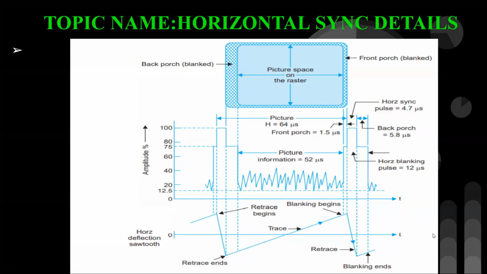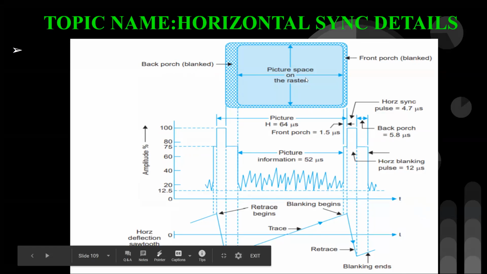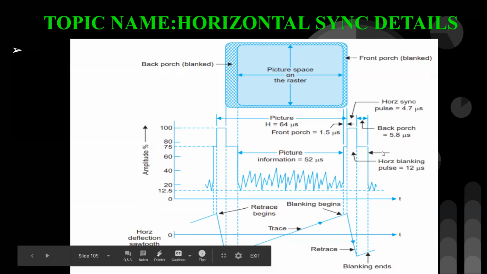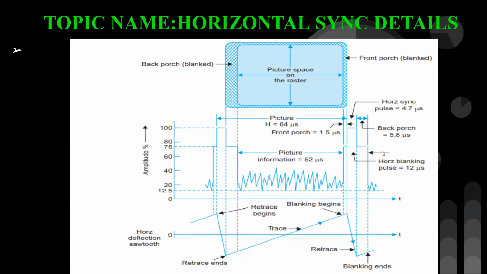So five slots, 4.7 microseconds. They get formed in each vertical synchronization pulse at the interval of 32 microseconds. So the trailing edge is required.